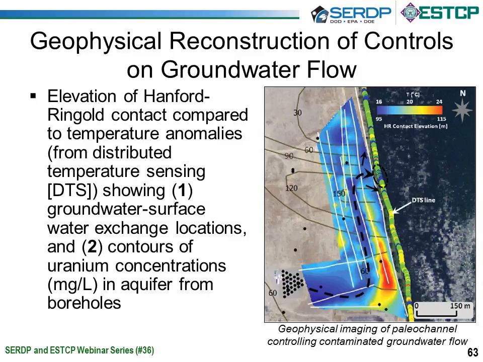So this information was then used to interpolate a surface that represents this Hanford Ringold contact. And here the blue color represents an area of lower elevation of this contact. Drawn in a black dotted line is an inferred paleochannel pathway, and this represents a possible contaminant pathway from the site to the Columbia River.